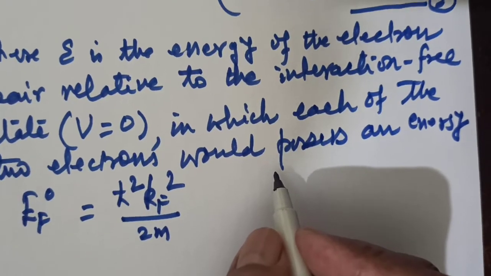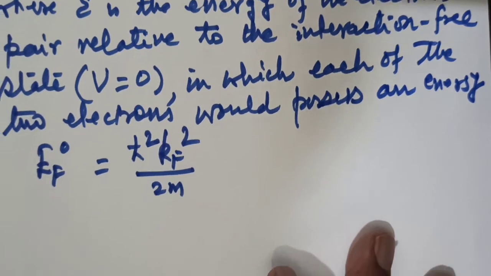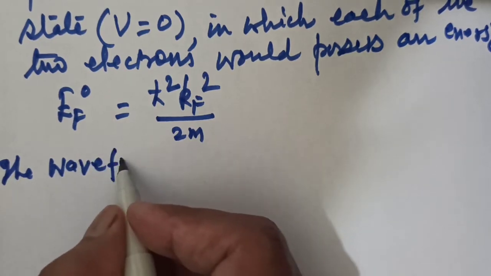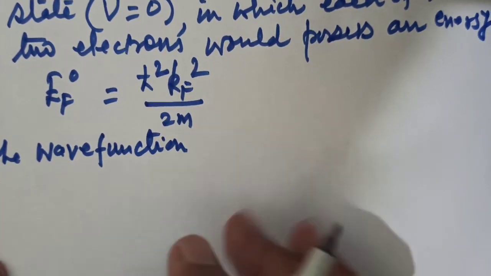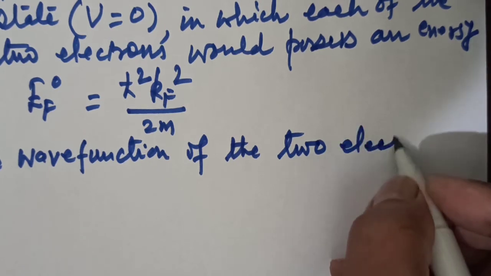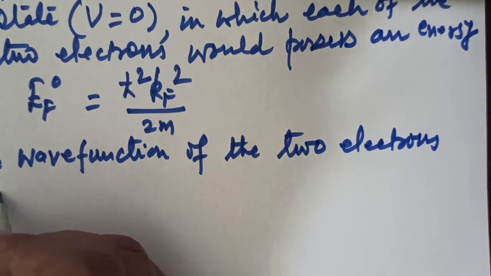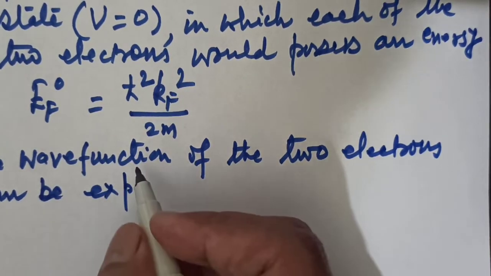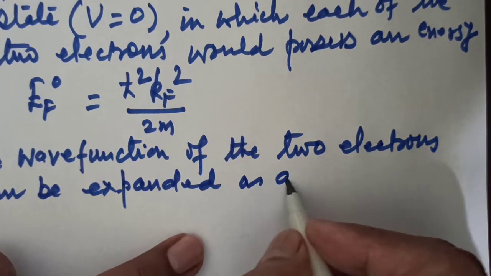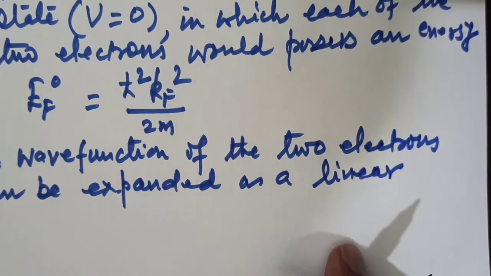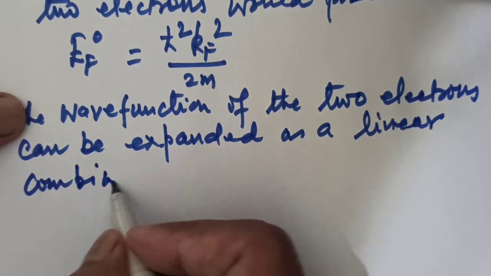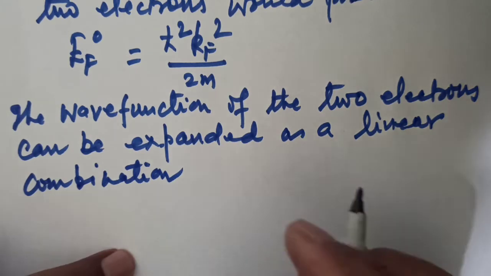Now the wave function of the two electrons can be expanded as a linear combination of plane waves.